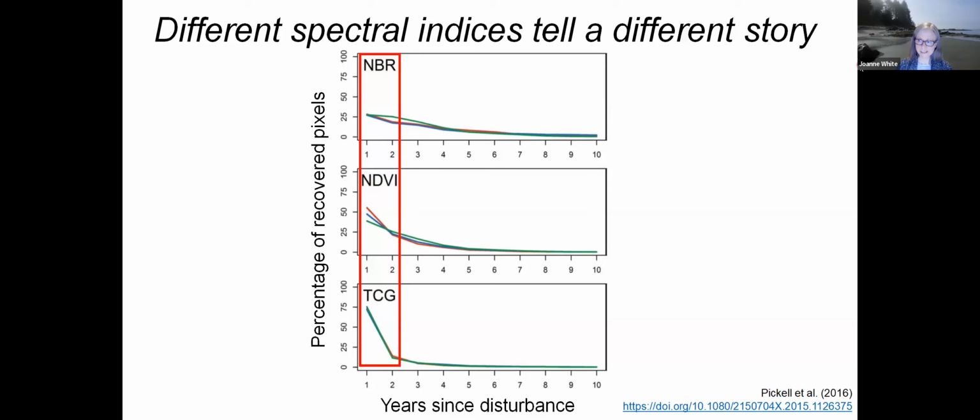So the takeaway from this is that the spectral index that's used really has to align with your definition of recovery and what you're trying to measure. So if you're interested in the return of trees, probably NDVI or tasseled cap greenness are not the most effective indices to be using. Conversely, if you're primarily interested in the return of herbaceous vegetation, then NDVI may be a very appropriate index to use. So it depends a lot on the definition that's applied.